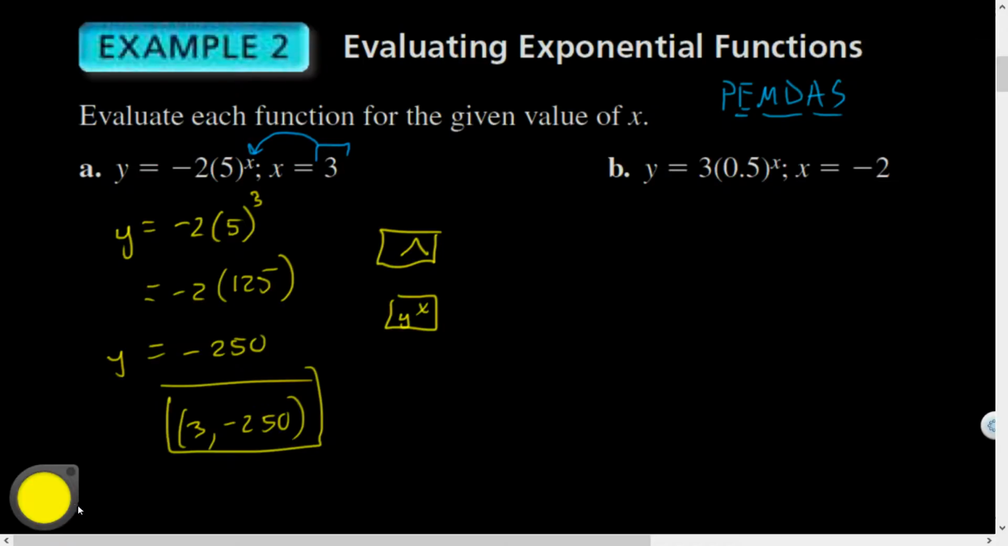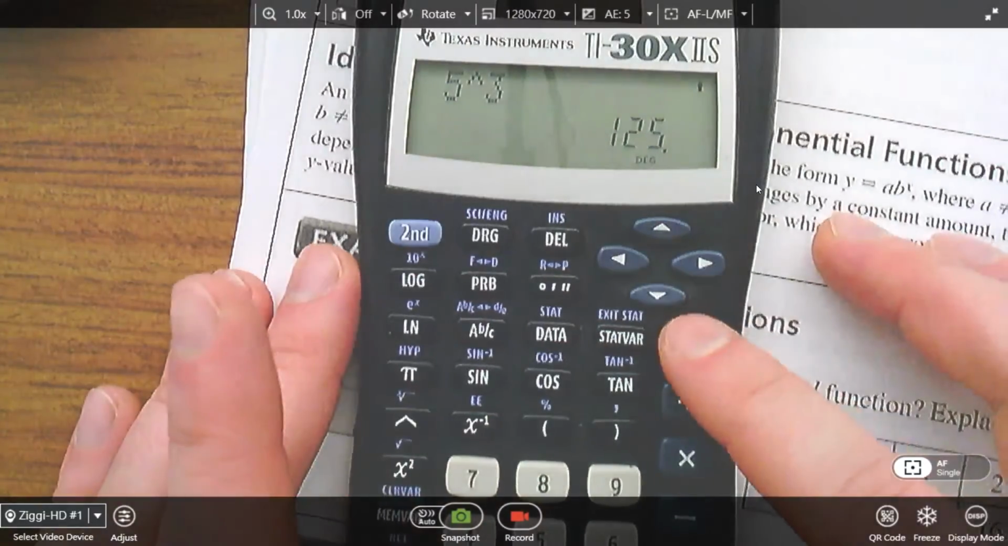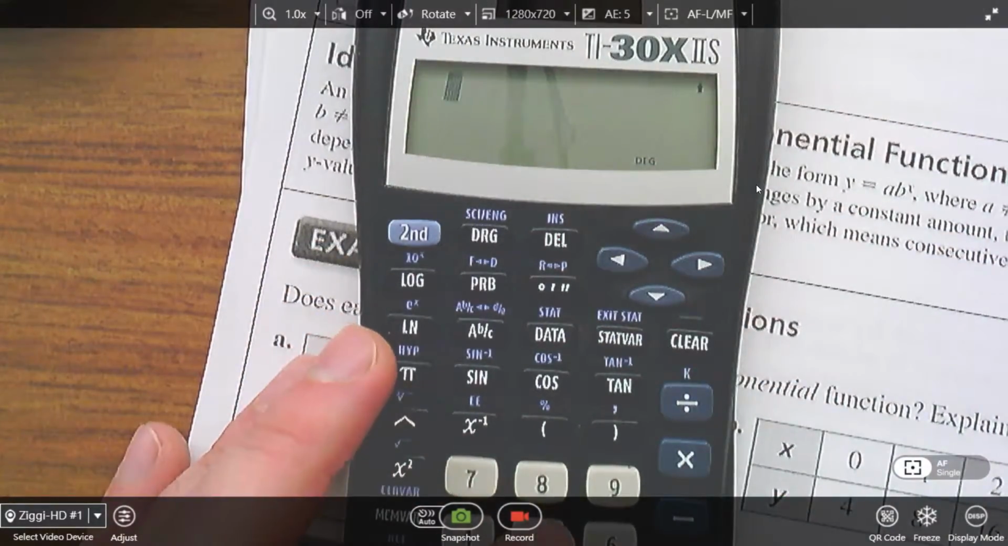All right, let's try this one over here real quick. So plug in -2 for x. So y equals 3 times 0.5 to the -2nd. Now that's weird. What does it mean to multiply 0.5 by itself -2 times? Let's hit a calculator for this. There are some properties of exponents that, if you are aware of those, might help you out.